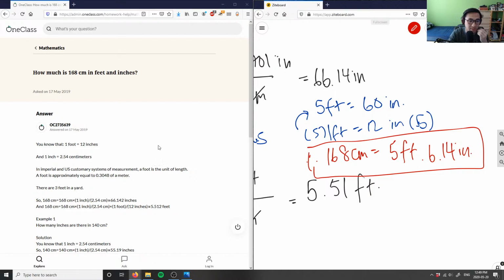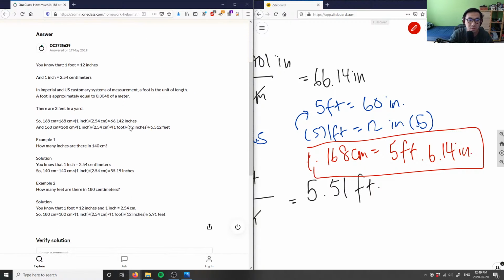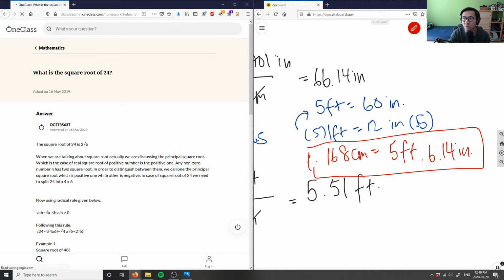So again, what they did here was they did the inches, which is correct, and they did feet, which is also correct. So this solution is correct. And then I took a step further and I calculated in feet and inches. So the solution is correct. Unit analysis can also express 168 centimeters as 5 foot and 6.14 inches. So this is a great solution.